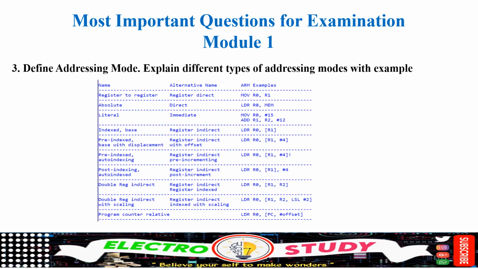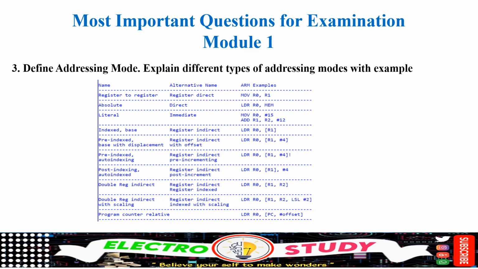Third question, define addressing mode. Explain different types of addressing modes with example. Addressing mode is what is used to ensure that each and every byte in a microcontroller or a microprocessor is kept at a location. You have different types of addressing modes: register to register, absolute, literal, indexed, pre-indexed, post-indexed, double register indexed. Some other addressing modes available are immediate addressing, direct addressing, indirect addressing. With an example you can explain.